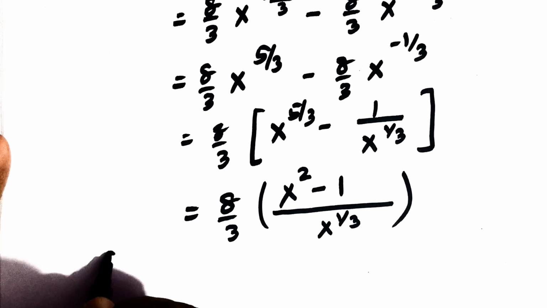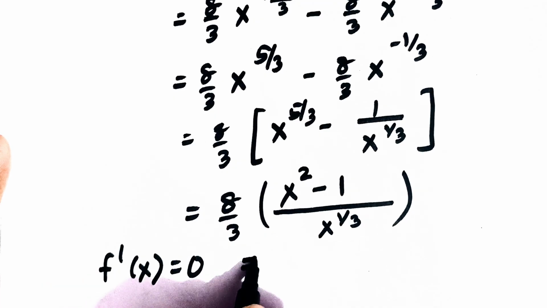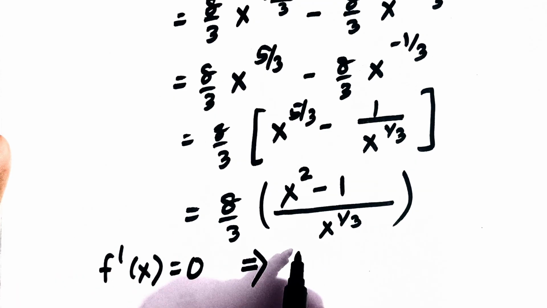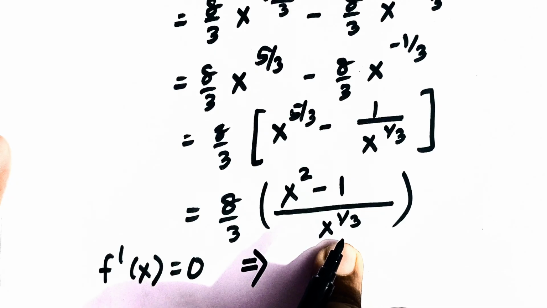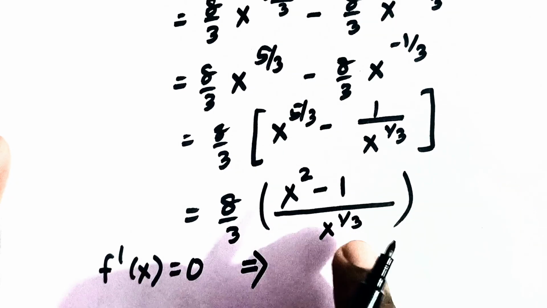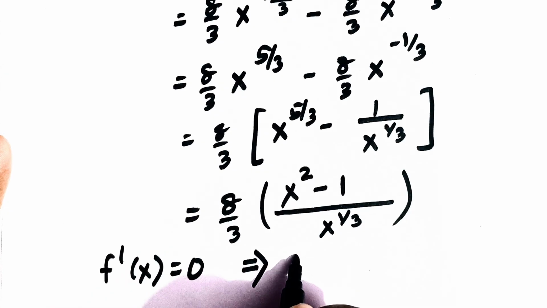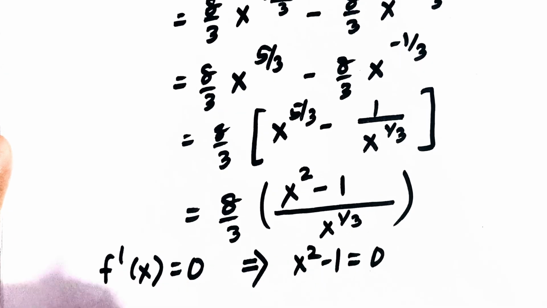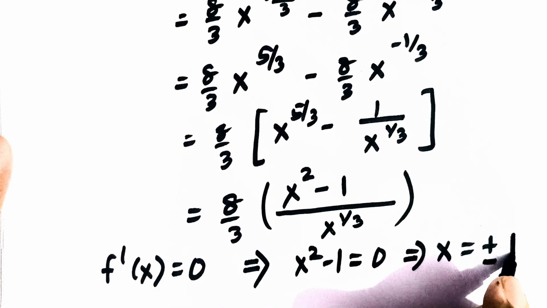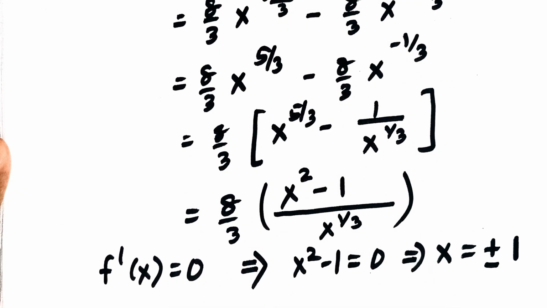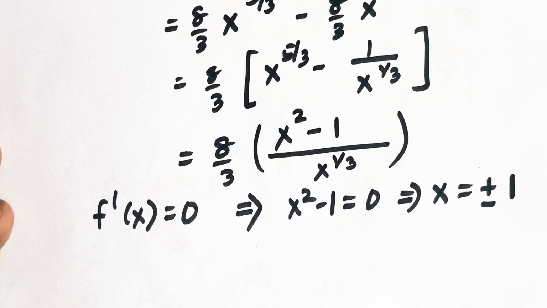Now we want to find where our f dash is 0. So f dash is 0 when this whole quantity is 0. This is in the denominator, so it goes to the 0 side, multiplied with 0, which becomes 0. So we have x square minus 1 equals 0. This is constant, so x becomes plus or minus 1. So f dash is 0 when x is either plus 1 or minus 1.